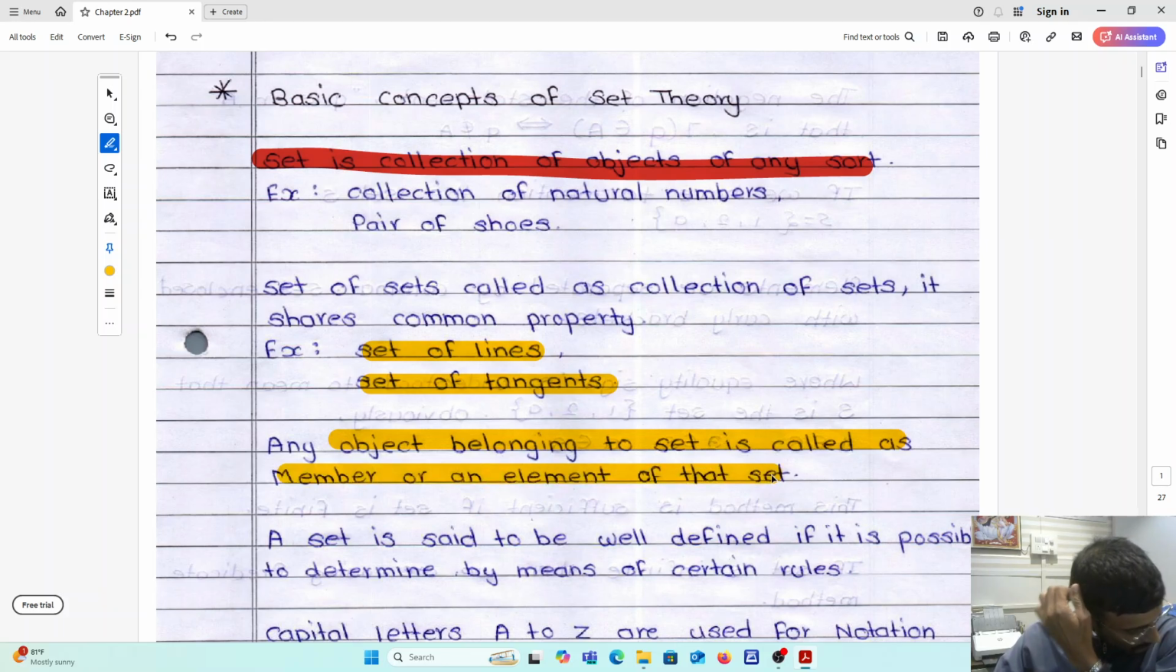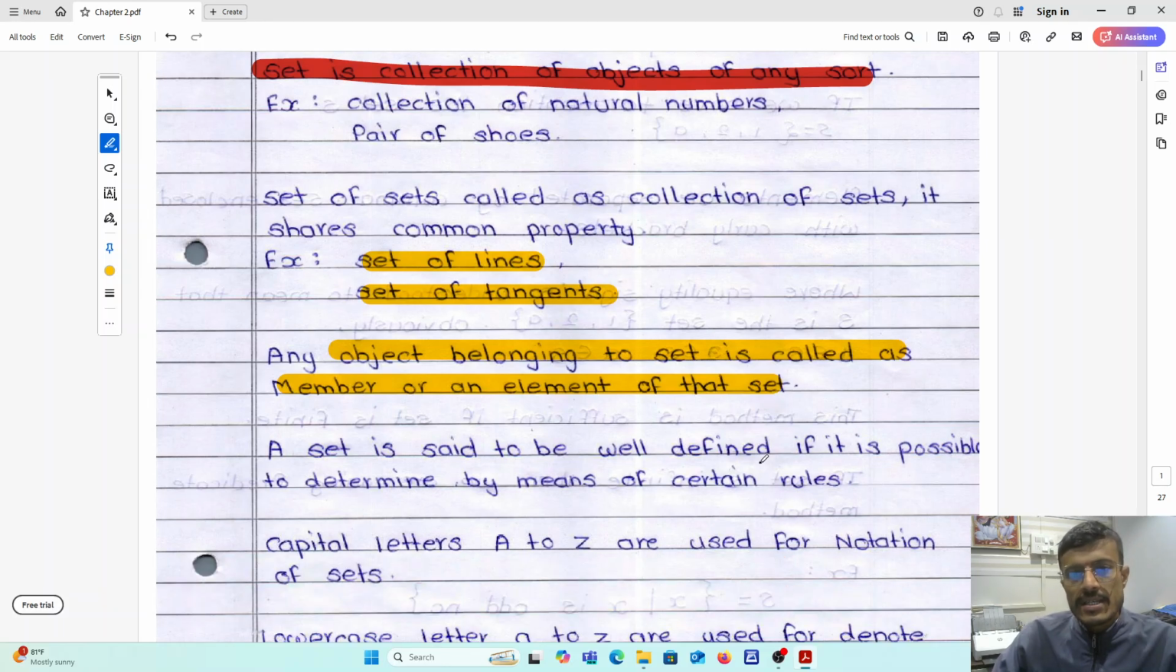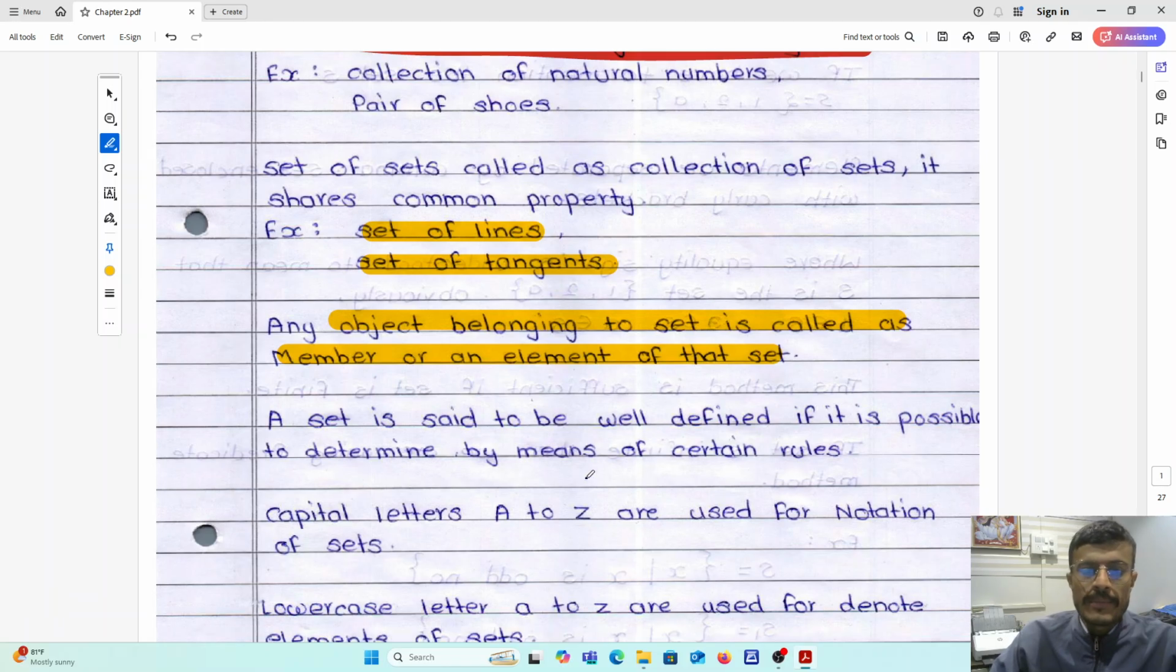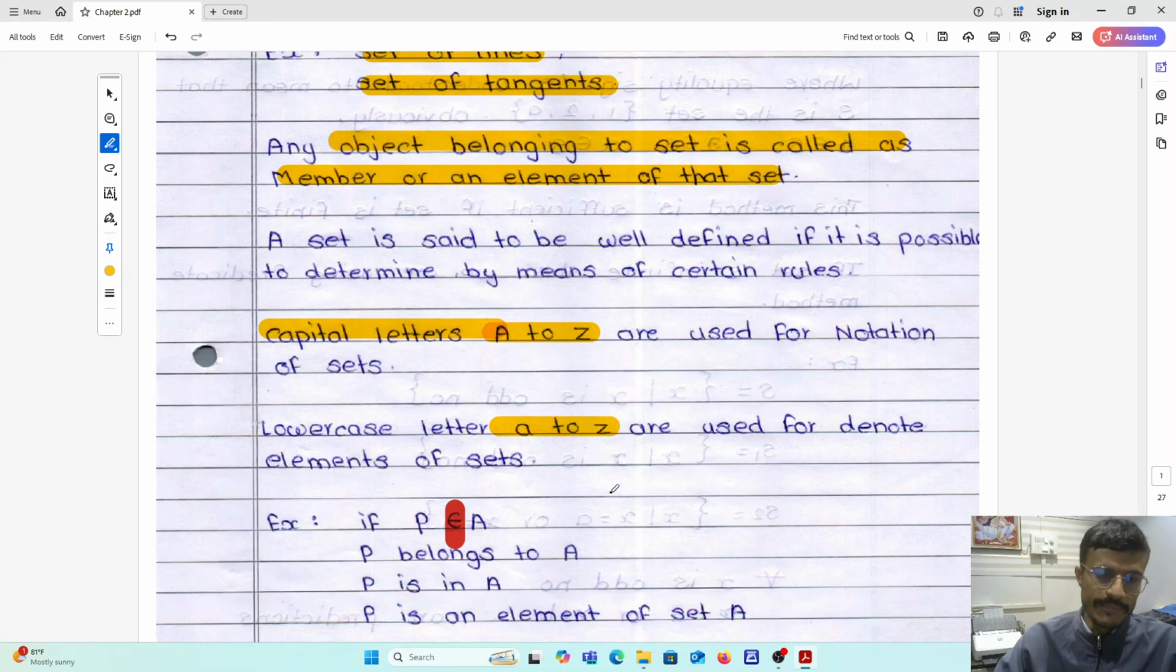For example, let us consider we have taken capital N is equal to 1, 2, 3, 4 up to infinity. Actually, it is an infinite set containing the natural numbers. So 1 belongs to capital N, 2 belongs to capital N. So 1, 2, 3 and so on are nothing but members or elements of that set. Generally, a set is represented by an uppercase letter from A to Z, and lowercase letters a to z are the members or elements of the set.